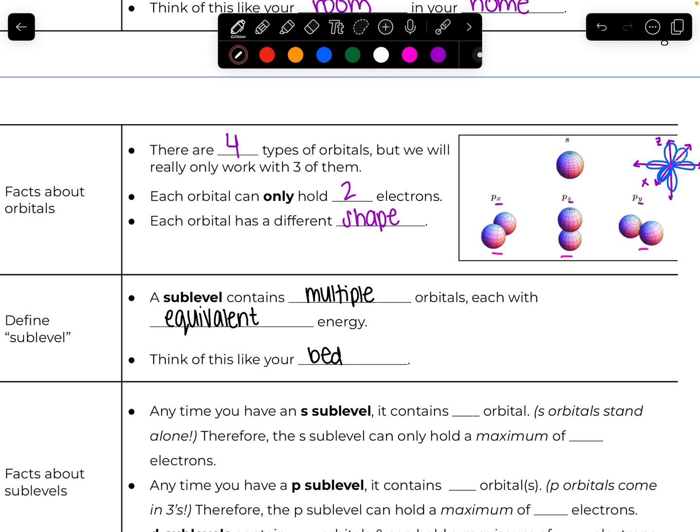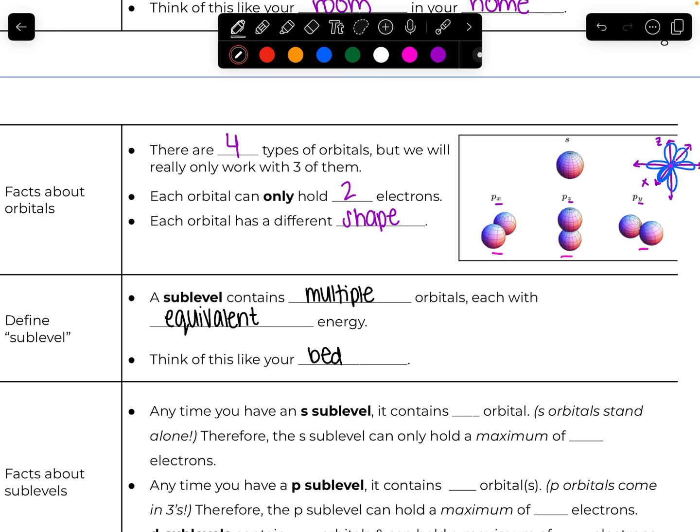But let's say you have to share a room with 2 of your siblings. Each of you needs your own space, your own bed inside your room. That's kind of like what a sublevel is. You would have something like a p: px, py, pz. It's 3 regions of space, each where electrons can reside, but they're all in the same orbital. They're all in the same level, right? So they all have equivalent energy. You all live in the same room. You all have a bed in that room. You all have equivalent energy.